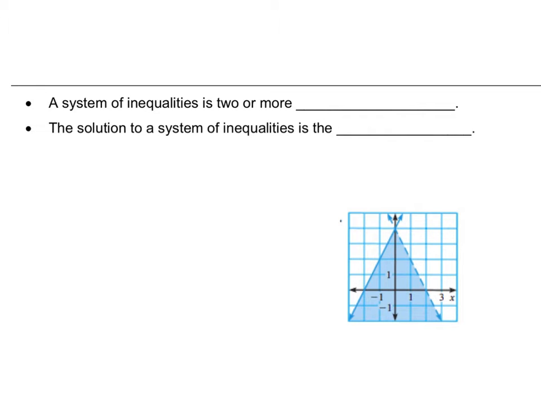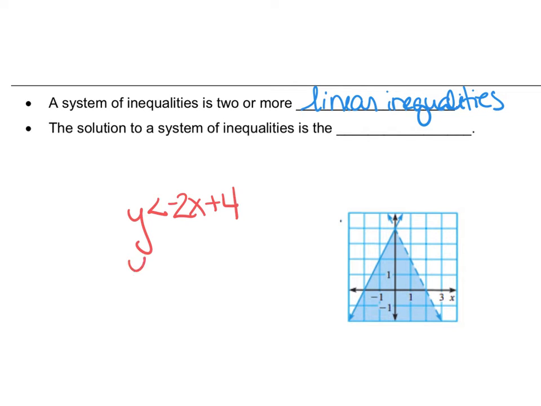In this lesson, we're going to be solving systems of linear inequalities. So what is a system of linear inequalities? A system of inequalities is two or more linear inequalities. For example, you could have something like y is less than negative 2x plus 4, and you could have something like y is greater than or equal to 2x plus 4. And then this is the system of inequalities.